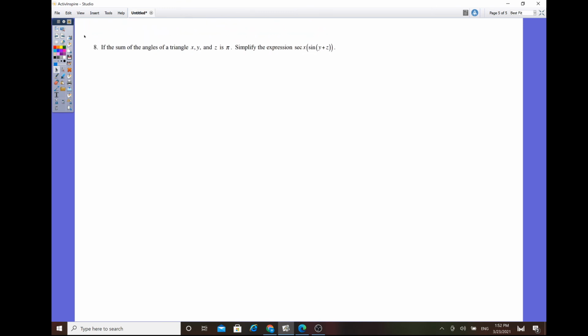If the sum of the angles of a triangle x, y, and z is pi, well, that's just the triangle sum theorem. So for triangle x, y, and z, the sum is pi. And then simplify the expression: secant x times sine of y plus z.